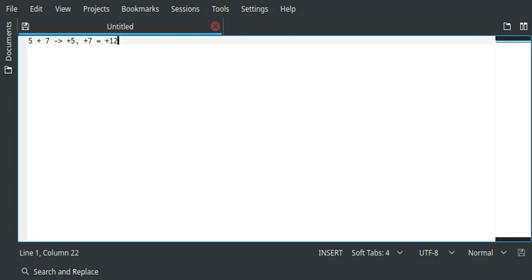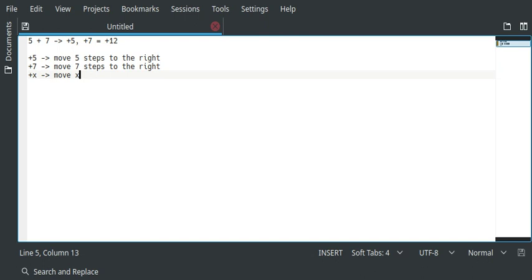Sure, let's pretend I can do mental math right now. And that's 12. Okay. Now, we can break this down a little bit, because what do these things mean? Positive 5 means move 5 steps to the right. Positive 7 means move 7 steps to the right. So positive x means move x steps to the right.